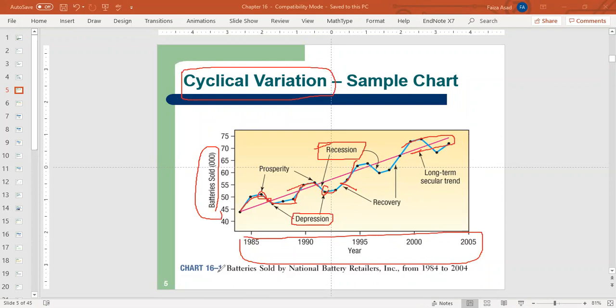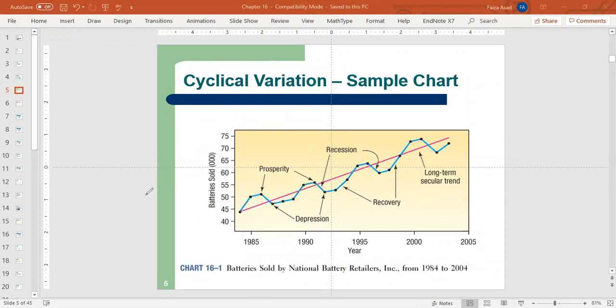So this chart is from the book. You can see the national battery retailer example from the book as well. So moving on to the next slide.